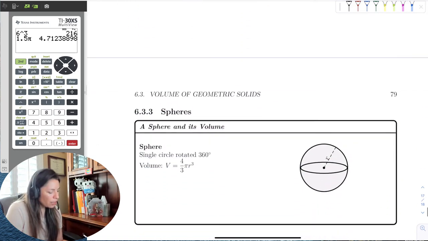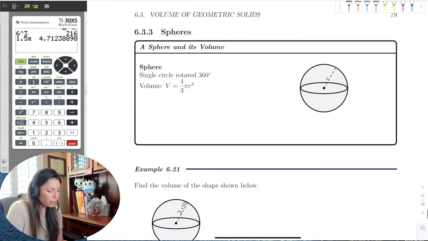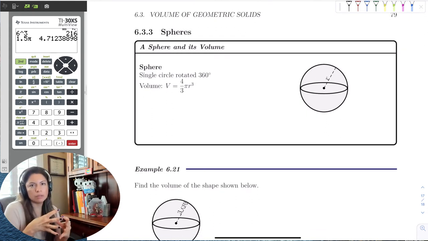Let's try another example with spheres. So a sphere is similar, except it's just a ball, right?